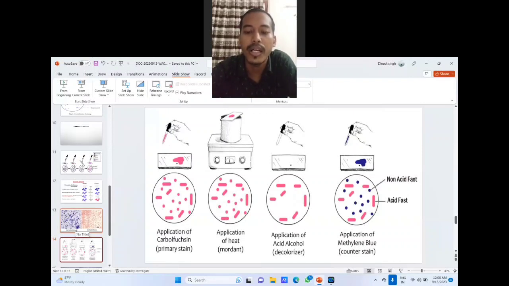Those bacteria that are non-acid fast bacilli will take the color of methylene blue, and they will appear blue in color under the microscope.